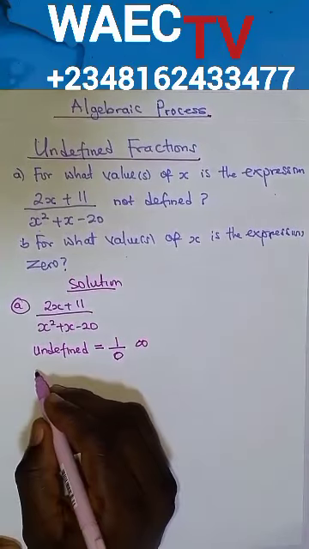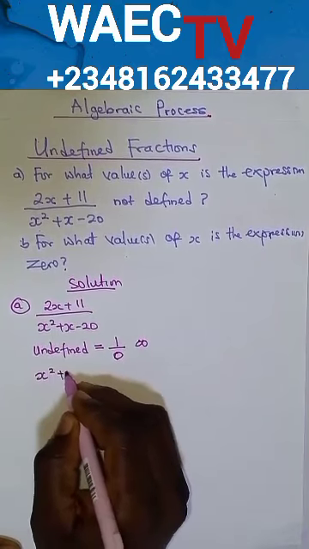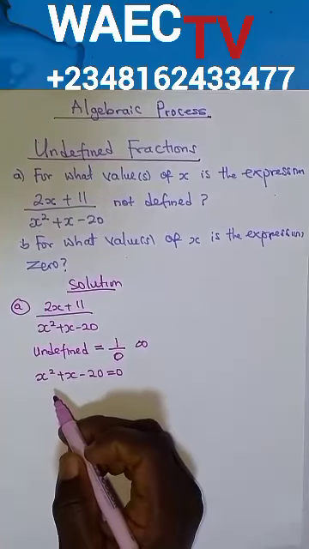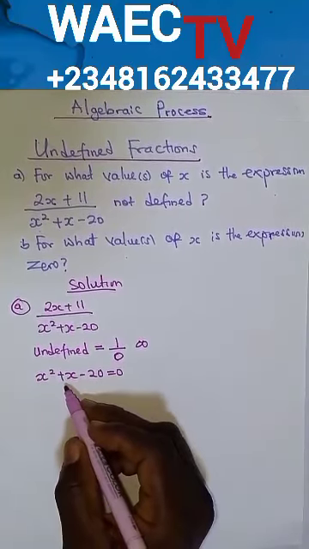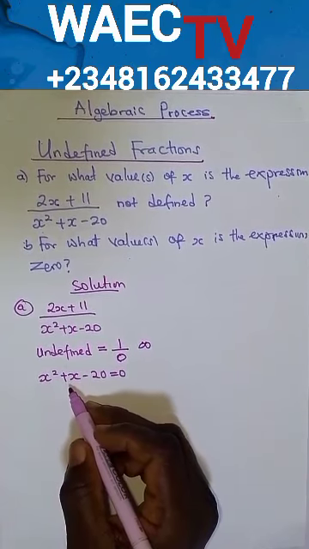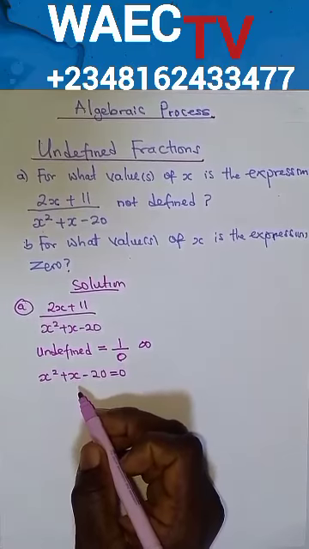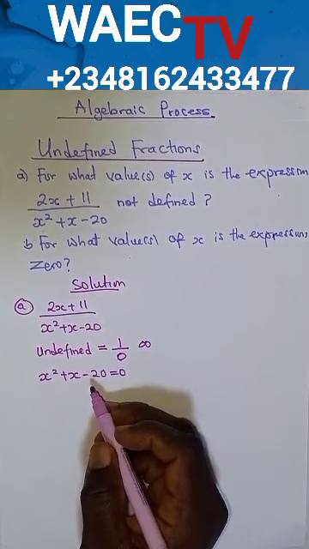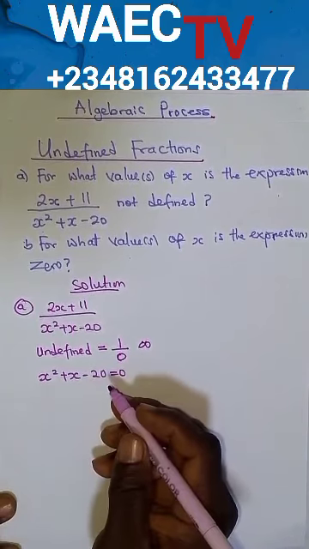So to go about this, we will take the denominator, which is x squared plus x minus 20, and equate it to 0. Looking very well, the denominator is a quadratic equation. So that means the knowledge of solving quadratic equations will be applied in this. If you want more knowledge about quadratic equations, I simply urge you to go to our previous videos on quadratic equations.